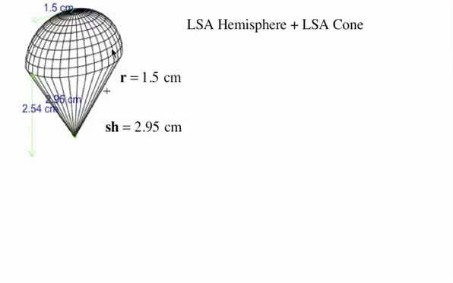Okay, you notice we never see the base of the cone, it's being covered up by the hemisphere. And we never see the base of the hemisphere, it's covered up by the cone. So lateral surface area of the hemisphere plus the lateral surface area of the cone. Okay, hemisphere, a sphere is 4 pi r squared, so we're looking at half that, so half of 4 pi r squared. Okay, and for a cone, the lateral surface area is just the perimeter of the base times the slant height divided by 2.